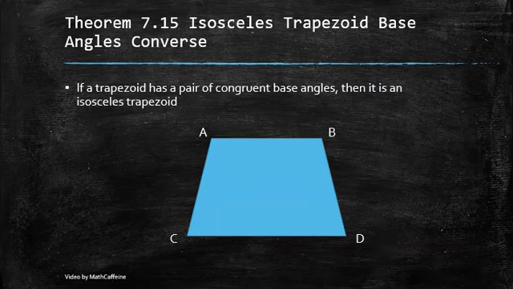The converse to the isosceles trapezoid base angles theorem is that if you already know a quadrilateral is a trapezoid, you can prove that it is an isosceles trapezoid by showing a pair of base angles is congruent. Like if you prove that angle C and angle D are congruent, or that angle A and angle B are congruent, then you can conclude that quadrilateral ABCD is an isosceles trapezoid.